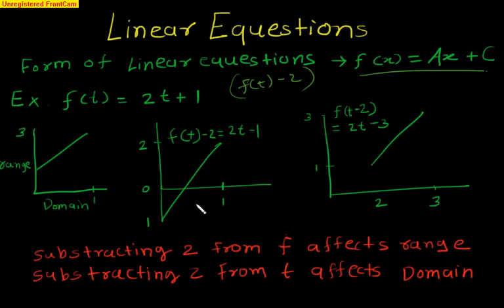And in the third graph, here we have subtracted 2 directly from the domain. That's why it affects the domain. These are very simple basic examples of how range and domain get affected. We will have very important applications of these terms in our future topics.